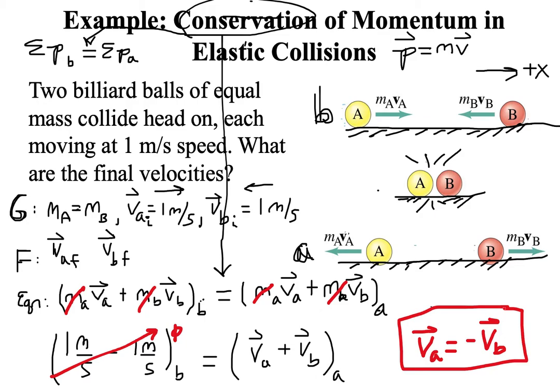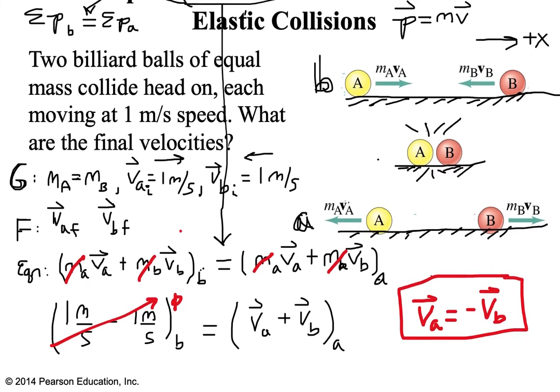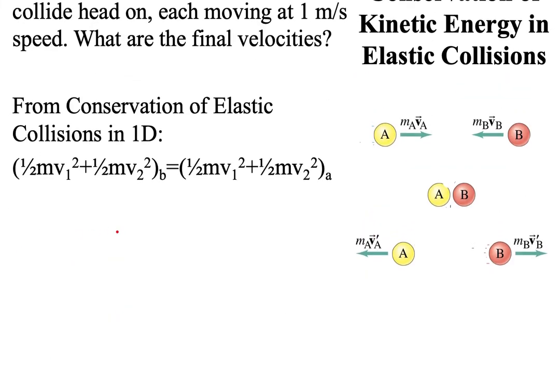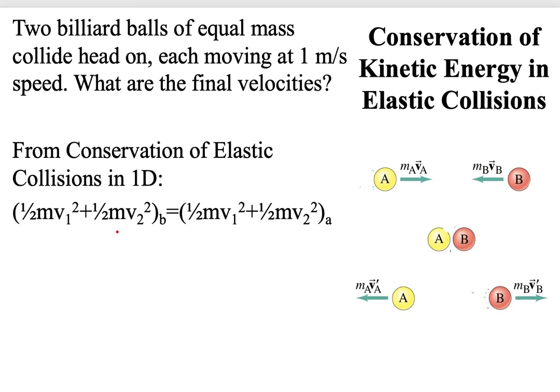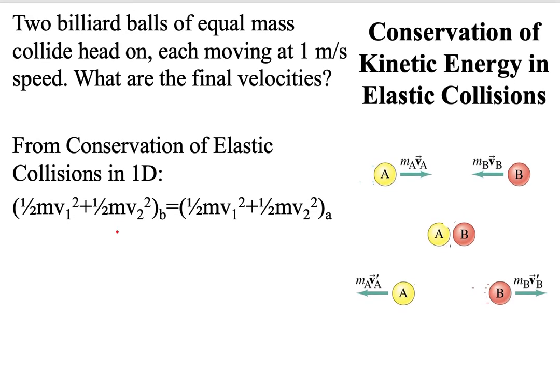Now, we still don't know the final answer. It says, what are the final velocities? In order to find the final velocities, we need to turn to the conservation of kinetic energy in elastic collisions. Here's our same two billiard balls of equal mass colliding head-on, each moving at 1 meter per second. What are the final velocities?